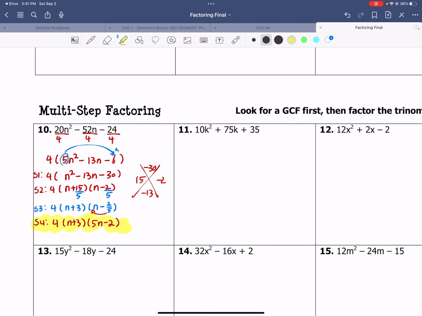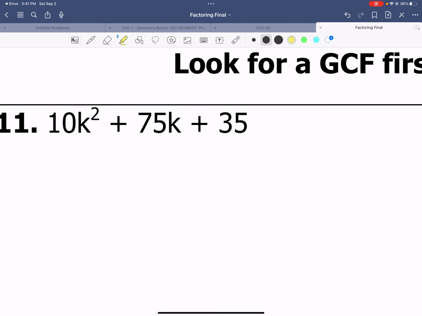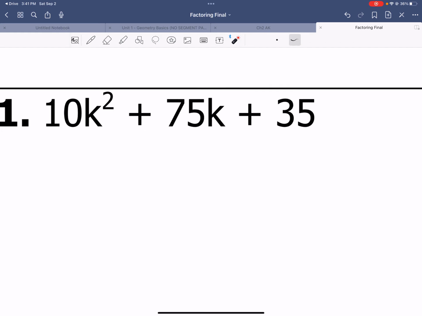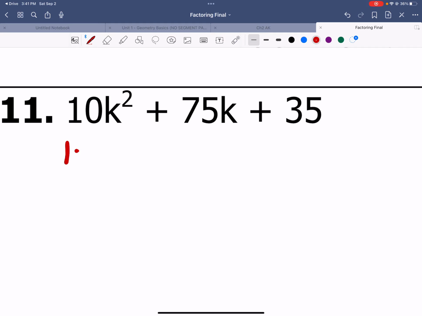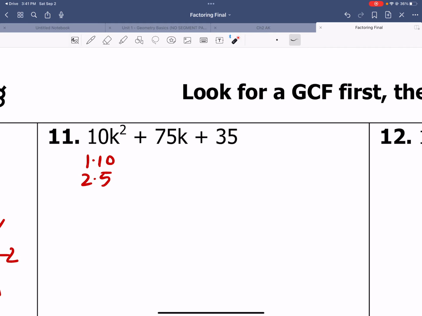So I told you I don't want to do any traditional method. So what I usually do is, instead of finding all the factors, I just find the factors of the smallest number. So for example, 10: 1 times 10, 2 times 5. So let's go in there. Does 10 go into 75? No. So 10, I crossed it out.